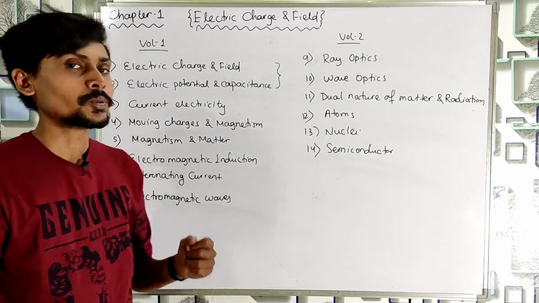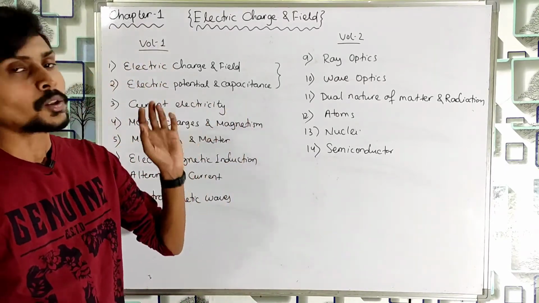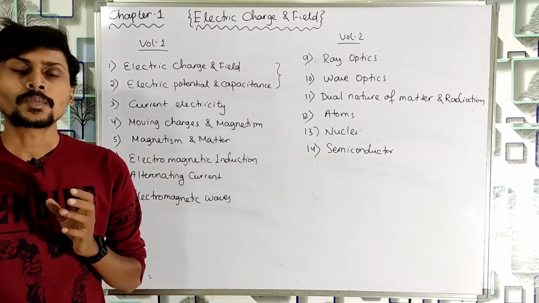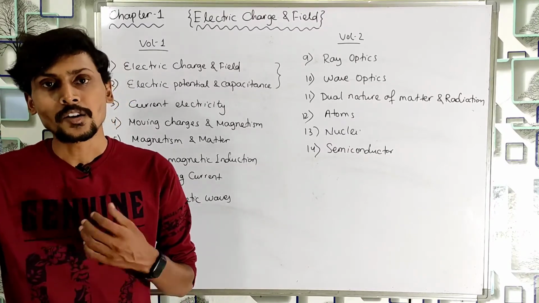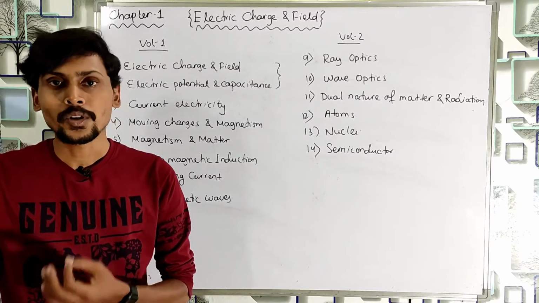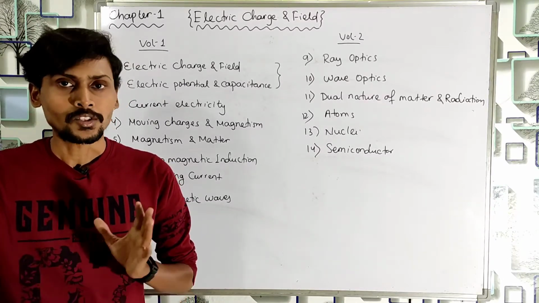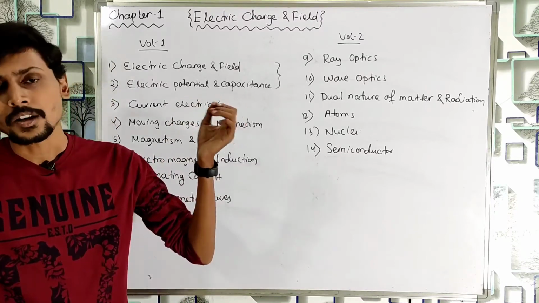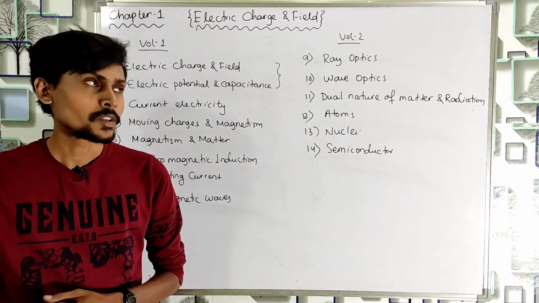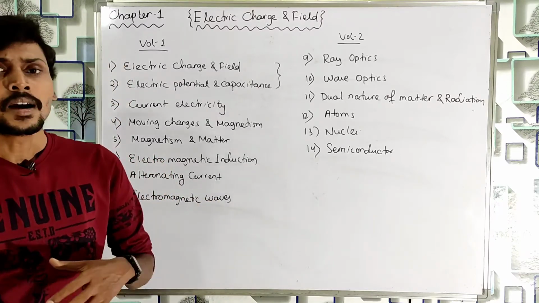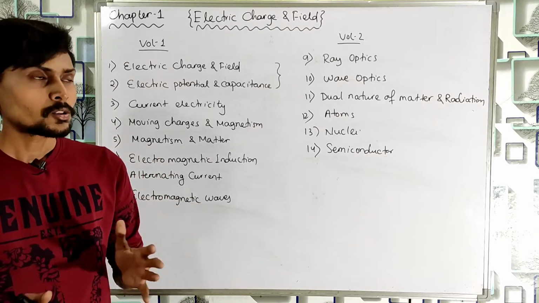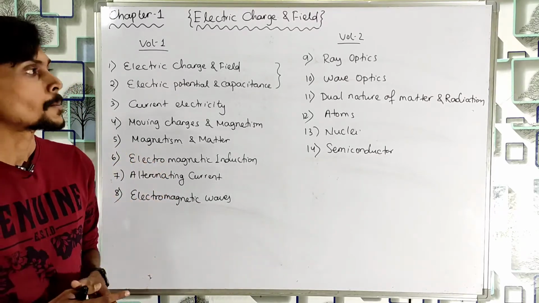Then come to volume 2. The first chapter of volume 2 is about ray optics. In class 10 you have studied about reflection, refraction, the spherical mirror, spherical lens, prism, and all these things. So we will again discuss about those fundamental things. Then we will also discuss some more information, like the simple microscope, the compound microscope, telescope, all those things will be covered in ray optics.